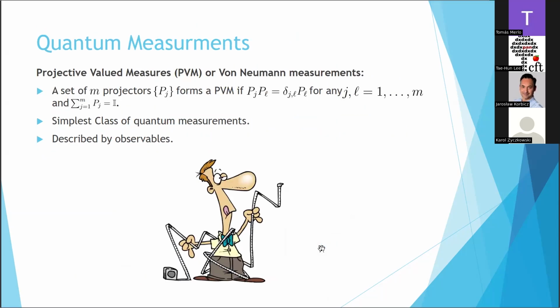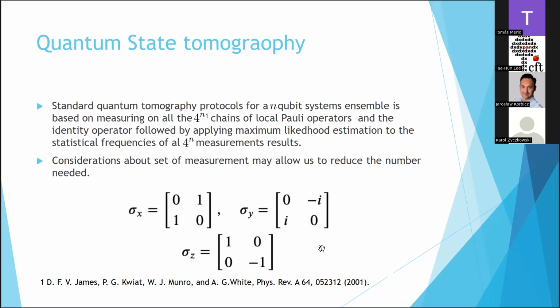For the measurements in this work, we use projective measurements, or von Neumann measurements. We have a set of projectors that are orthogonal to each other, and they sum up to the identity. This is the simplest class of measurement that we can apply, and they are described by observables. In particular, we're interested in systems formed by n qubits, for which the dimension is 2 to the n, where n is the number of qubits.